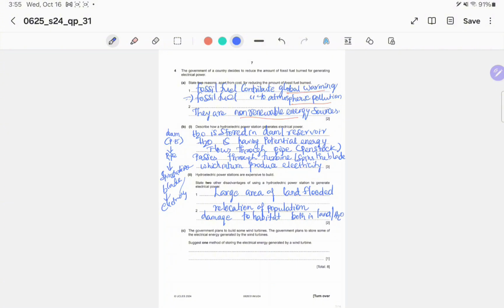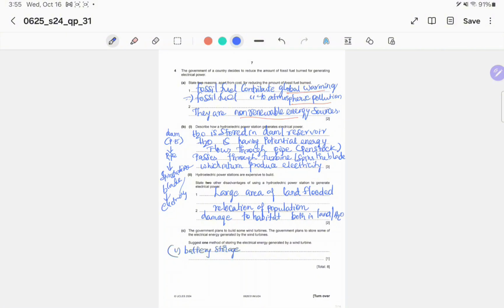The government plans to build some wind turbines. The government plans to store some of the electrical energy generated by the wind turbine. Suggest one method of storing electrical energy generated by the wind turbine. One is battery storage, using large batteries to store the electrical energy.